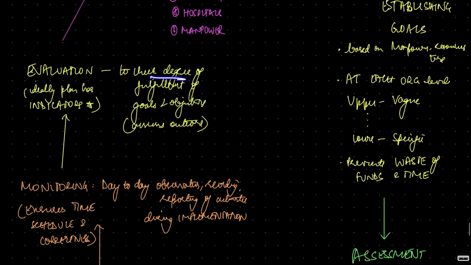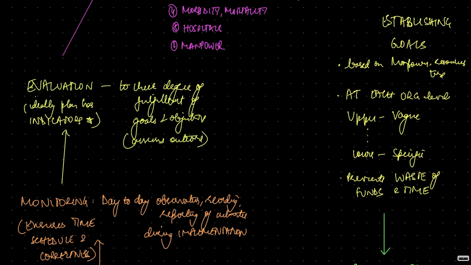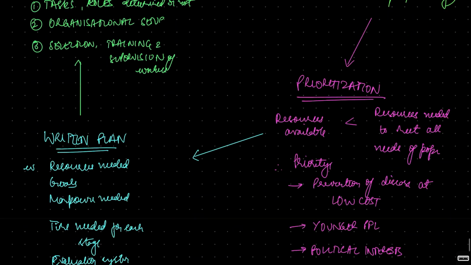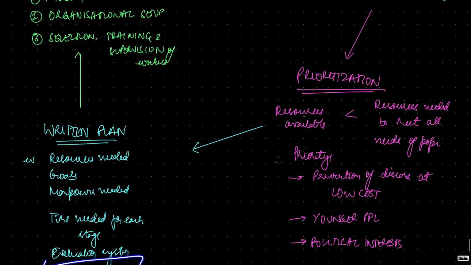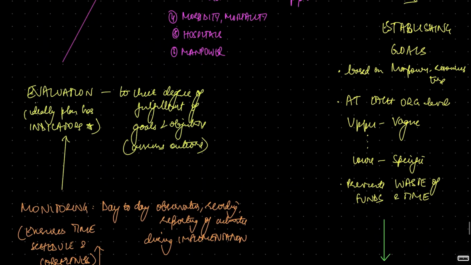Then coming to evaluation, evaluation is after implementation. You'll implement the health plan and then you'll evaluate how it is doing. Has it fulfilled the goals and objectives or not? It is to check the degree of fulfillment of goals and objectives. It assesses the outcome. Whether you have met the expected outcome or not is found through evaluation, to check how much you have fulfilled the original goals of the health plan.